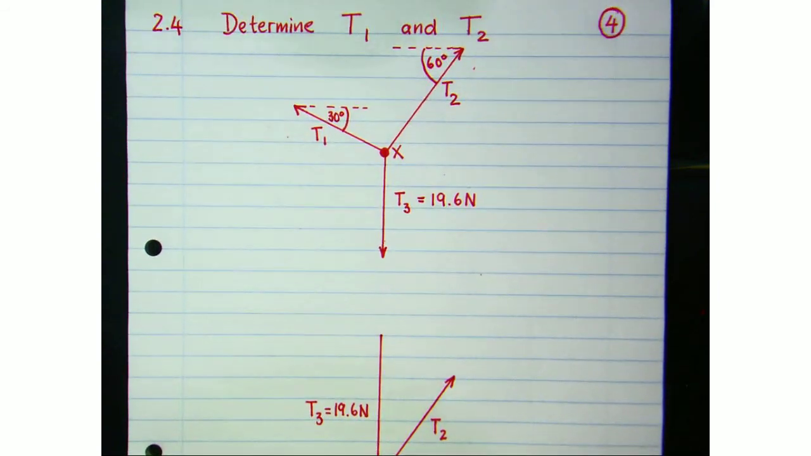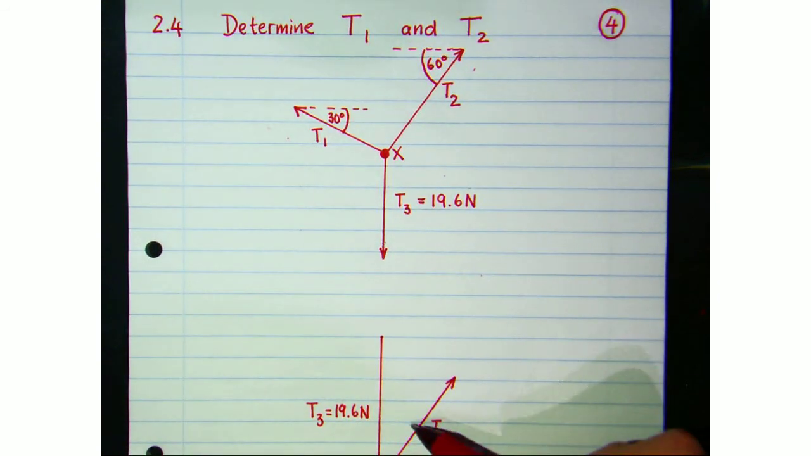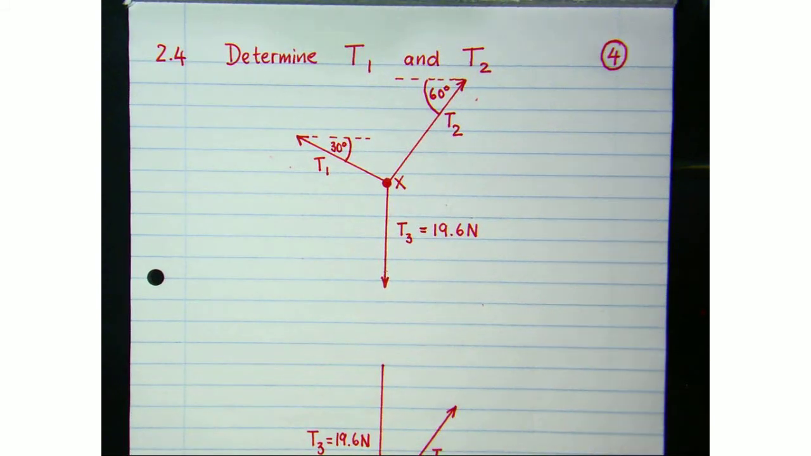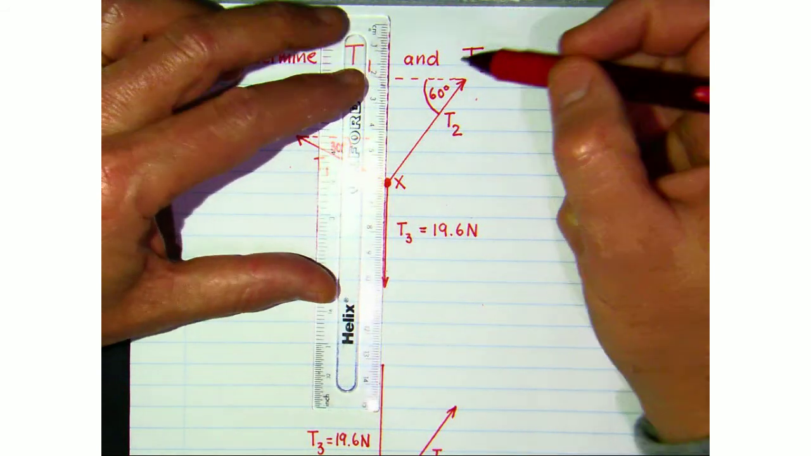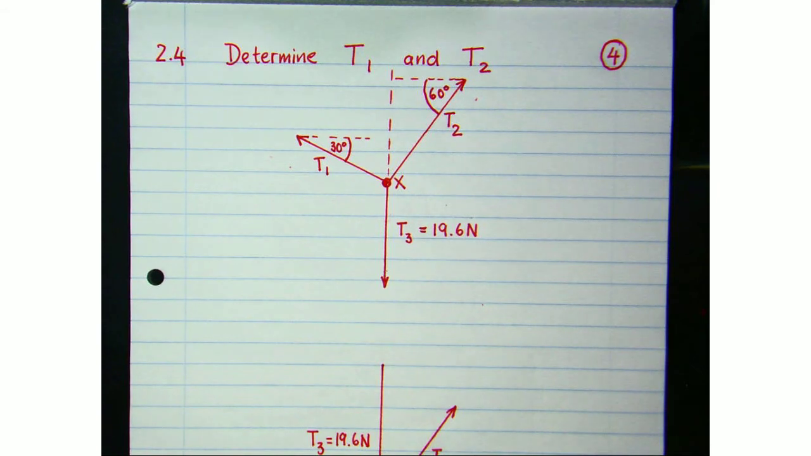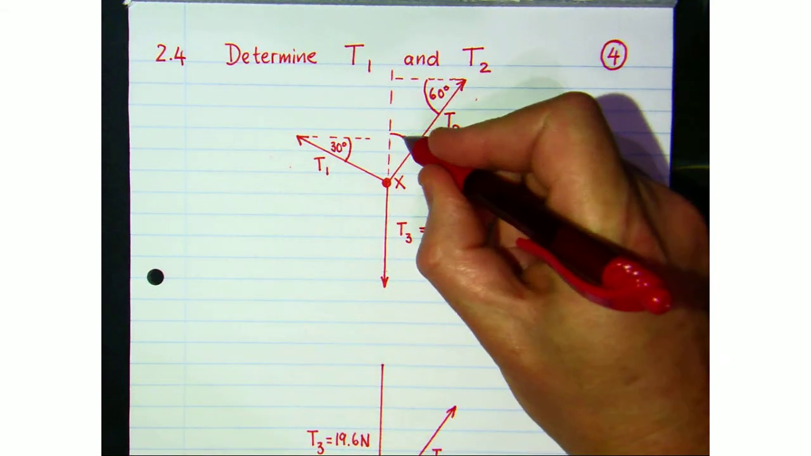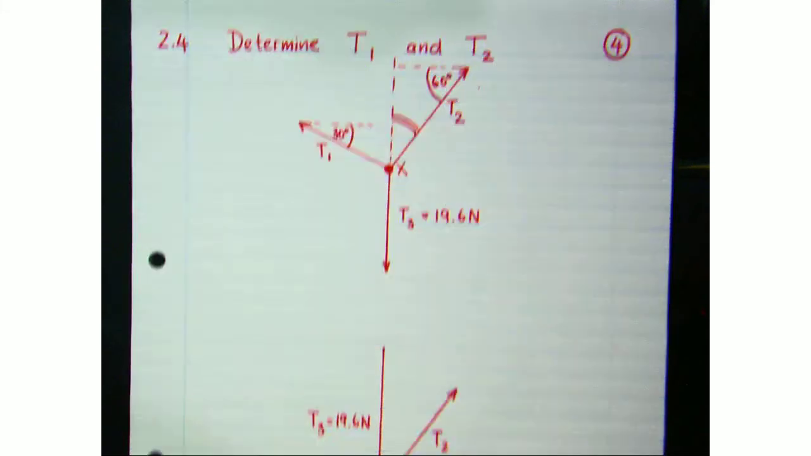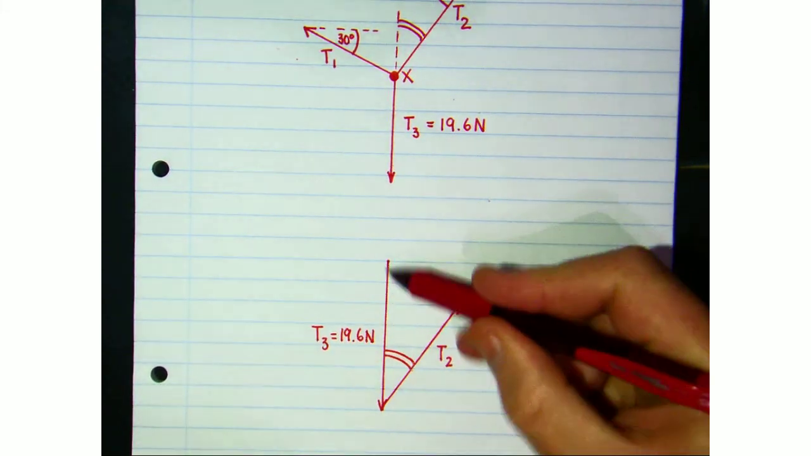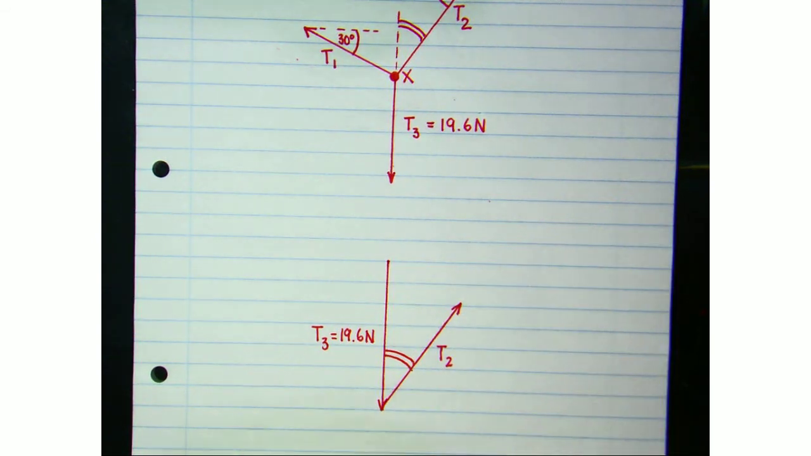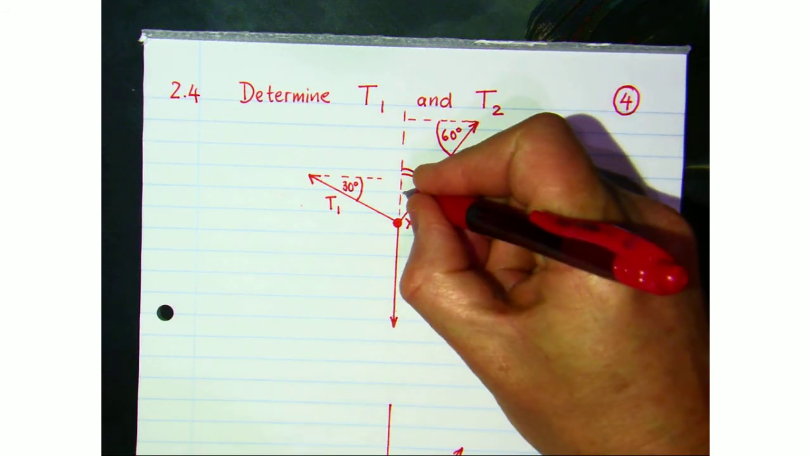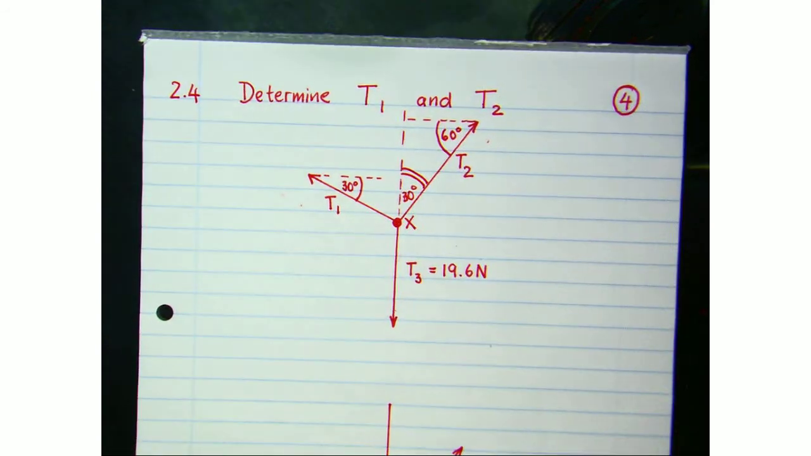But I do know the angle that it acts at relative to this one. That's why I like to draw a vertical line through the point where all the forces act. I can see now that this is the angle in question in my diagram. Here it is down here. It's between the vertical and T2. And if you look at this right angle triangle, that would have to be 30 degrees. So there's the angle.